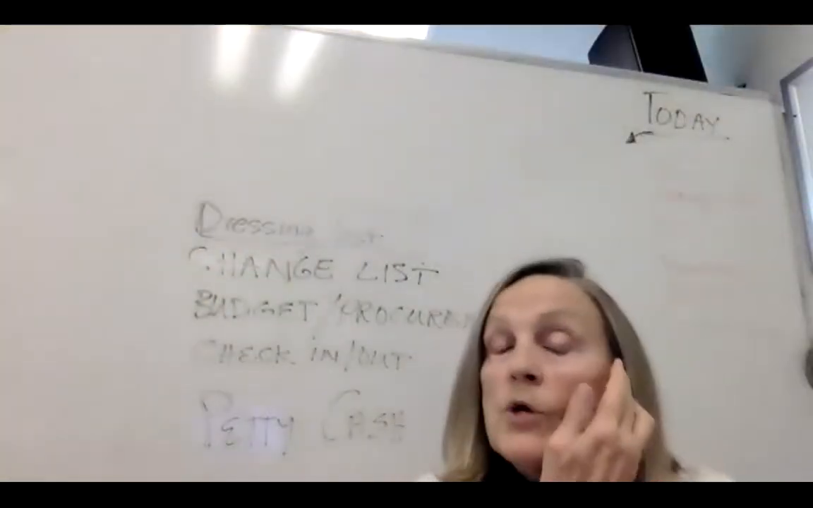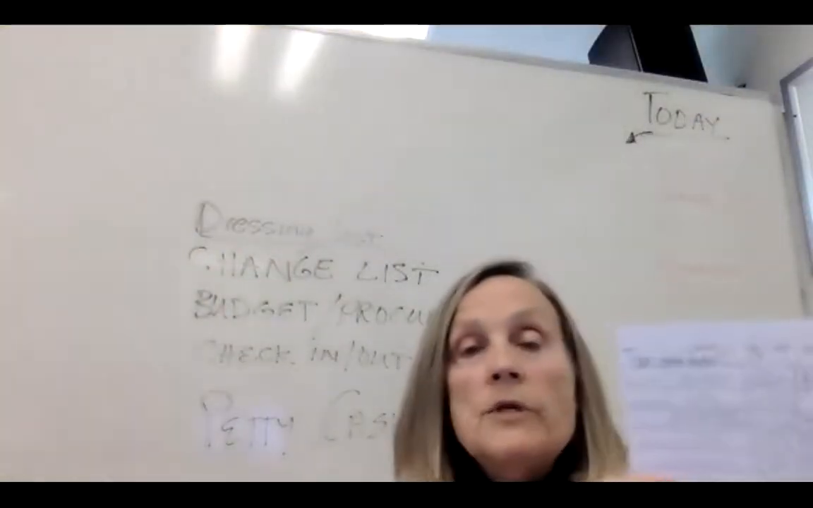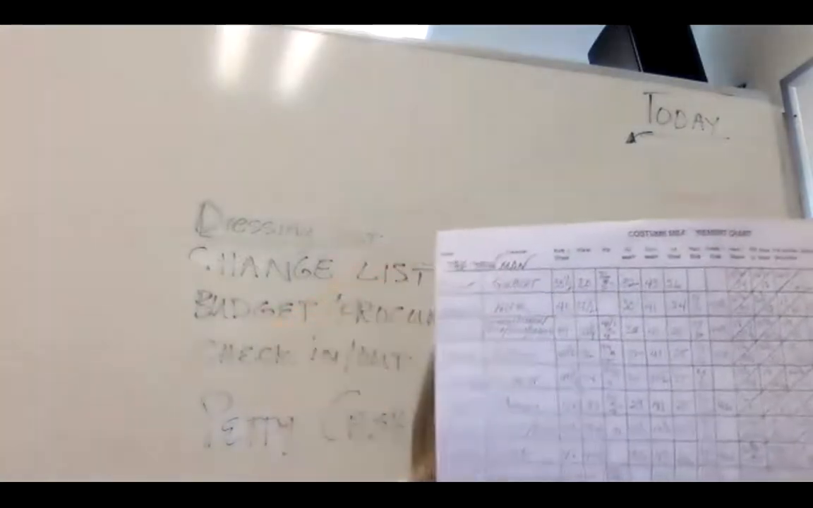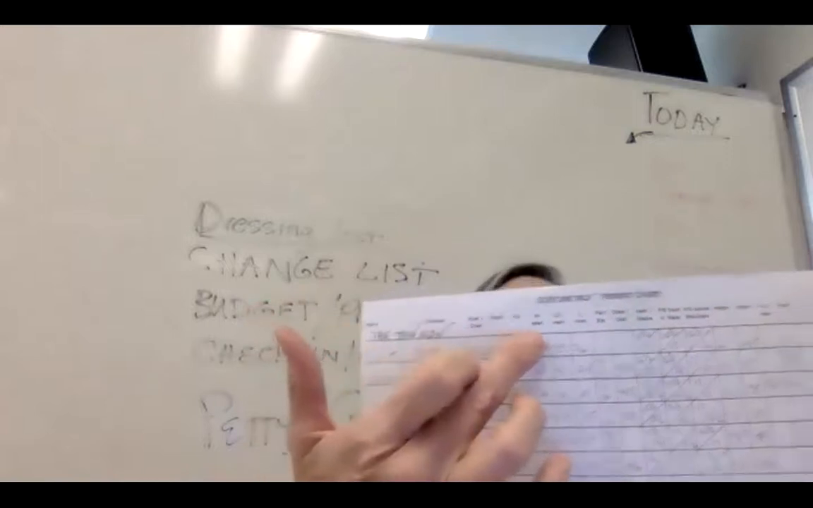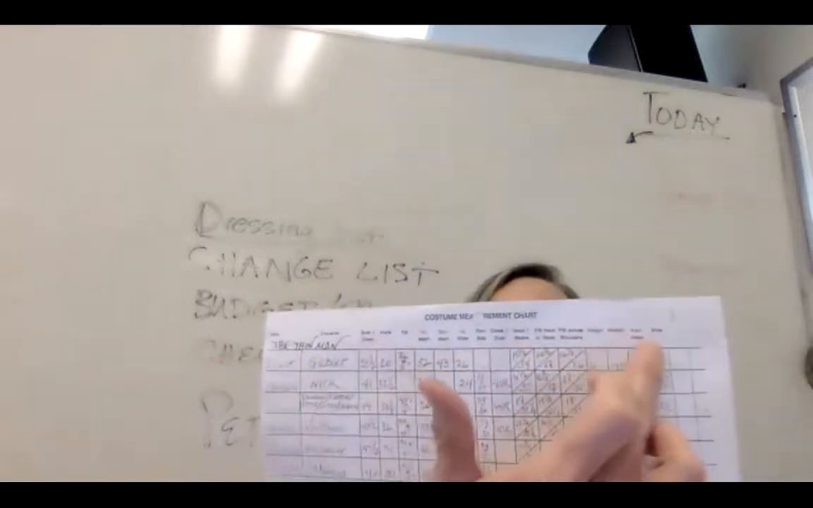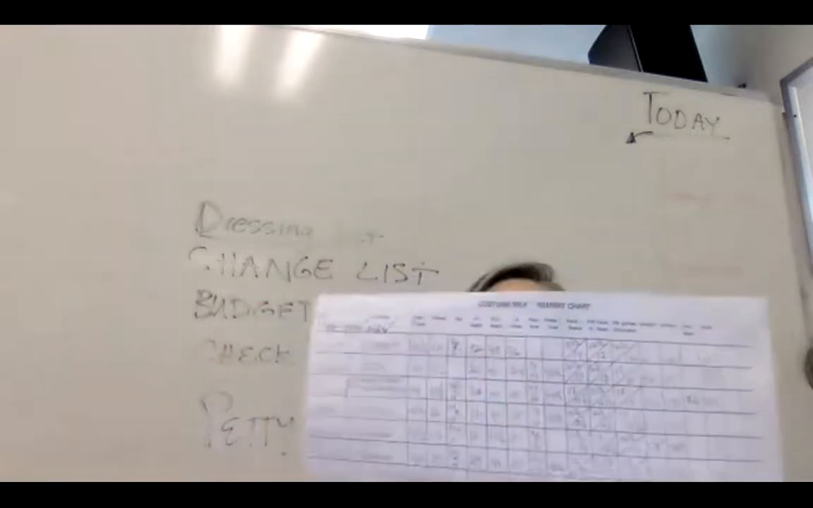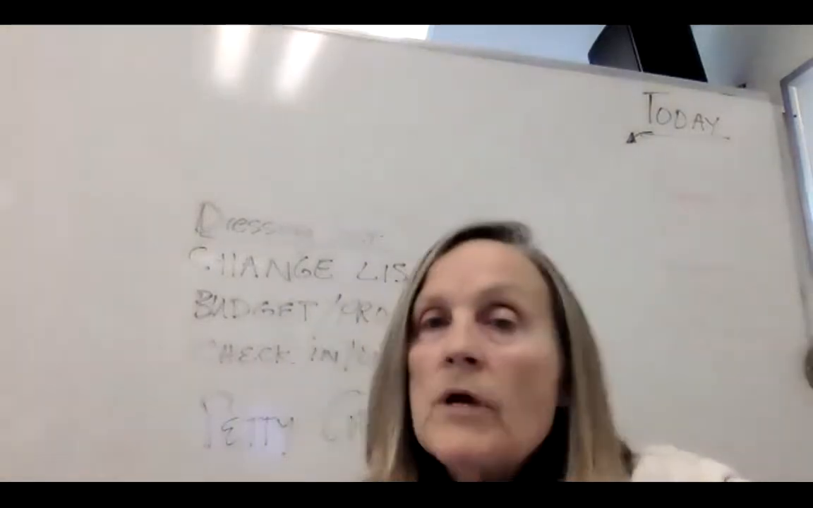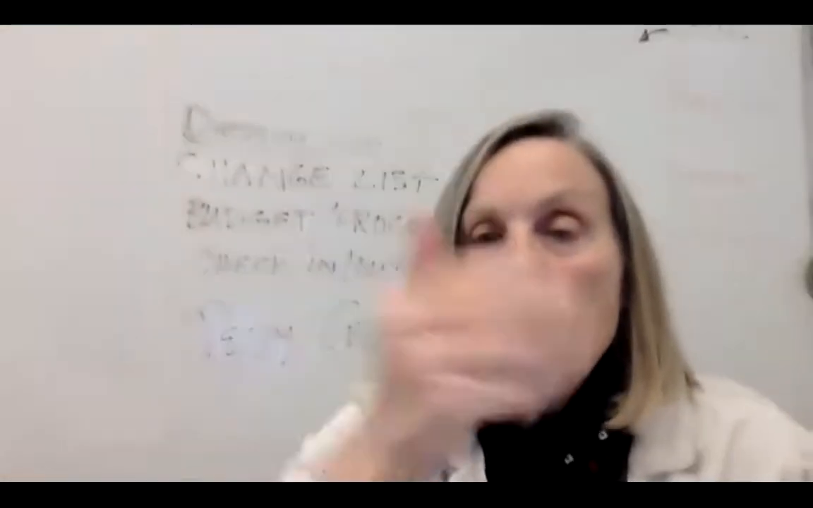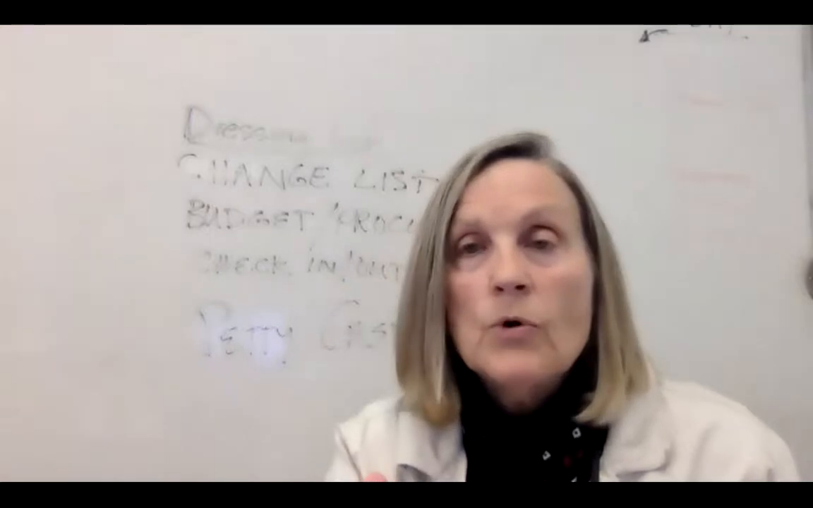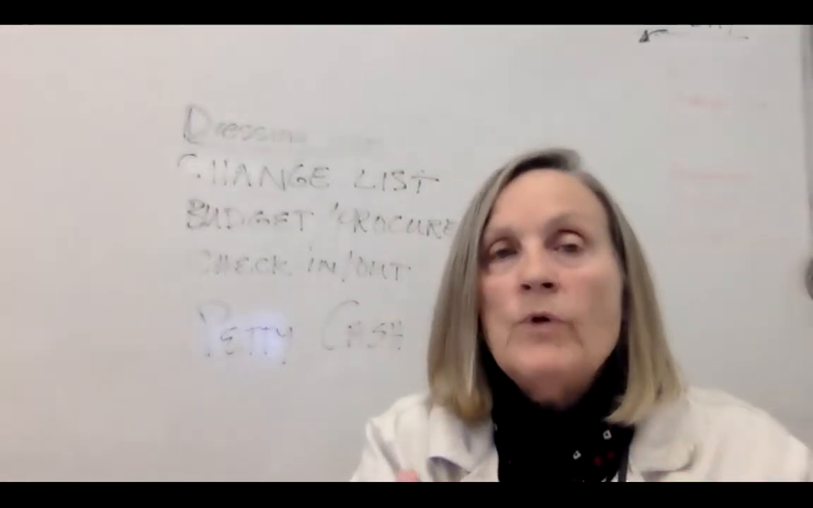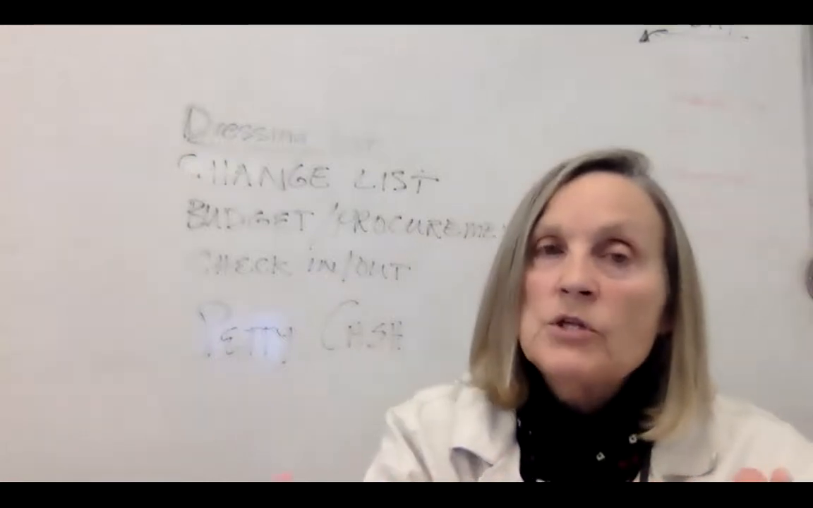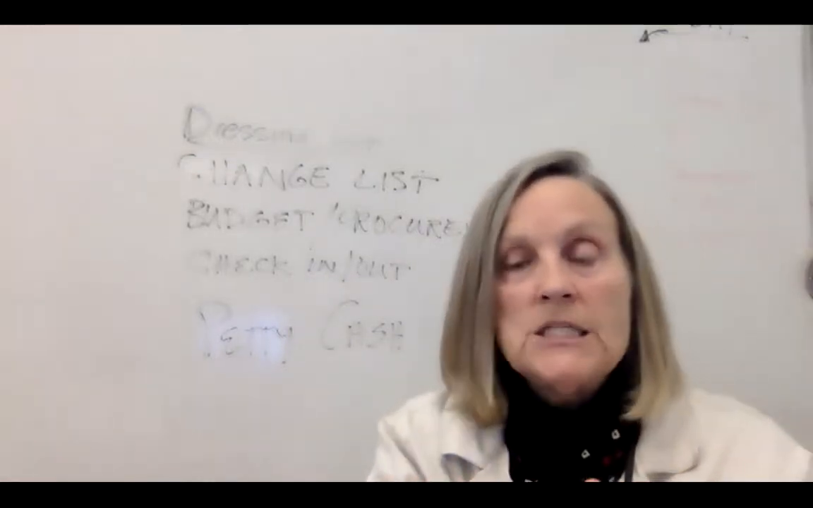This is a measurement grid. It's in your text, but you list your character, your actor name, and then the basic measurements across the top so that you have everybody on one page. I have them in a very specific order from smallest to largest so that when I'm fitting, I know how to fit. I fit the largest to the smallest because you can always take things in.